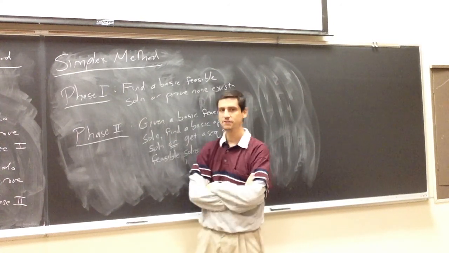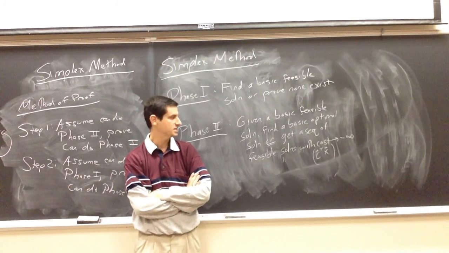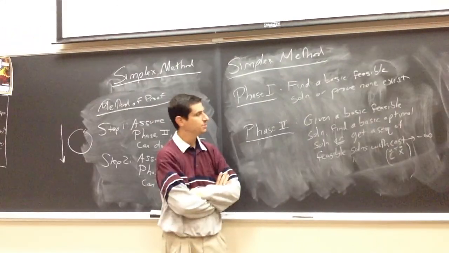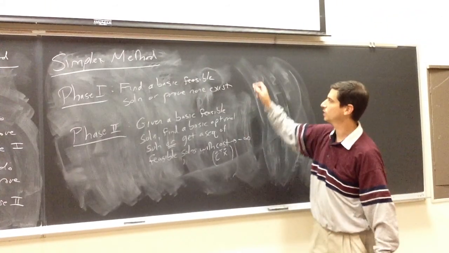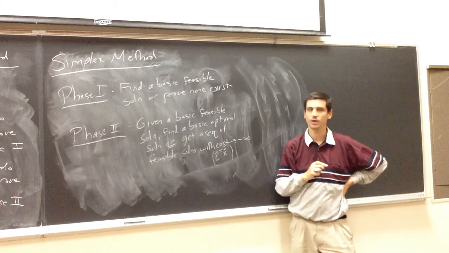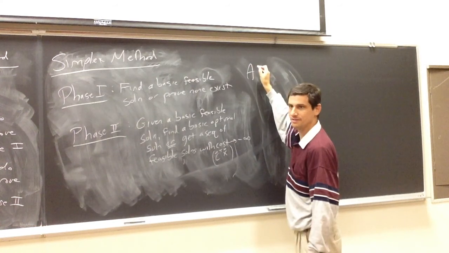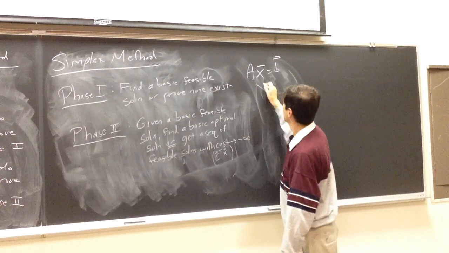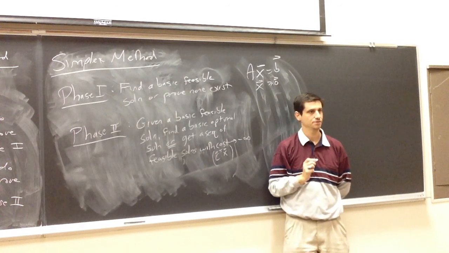Phase 2: given a basic feasible solution, you find a basic optimal one, or you prove that one doesn't exist by giving a sequence where the cost goes to minus infinity. When you're trying to find a basic feasible solution, what do you care about? So when I care about this, what part of my canonical linear programming problem do I care about? I care about Ax equals b. What else? Anything else? At this point, I don't care about anything else.